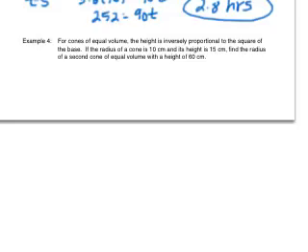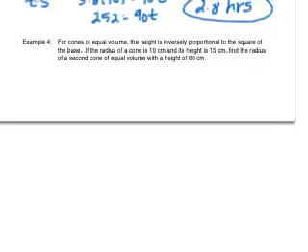Okay, for our last example, we're looking for cones of equal volume. So the volume would be constant. And it says the height, h, is inversely proportional, so we're multiplying, to the square of the base. So really that is square of the radius of the base. Inversely proportional, so it means we're going to multiply.